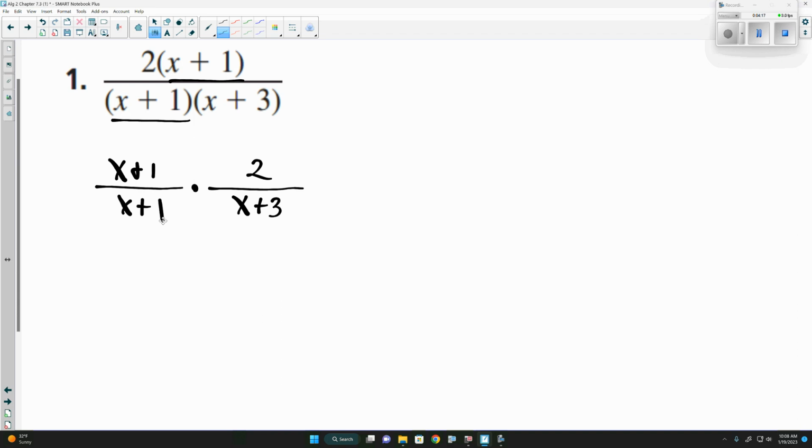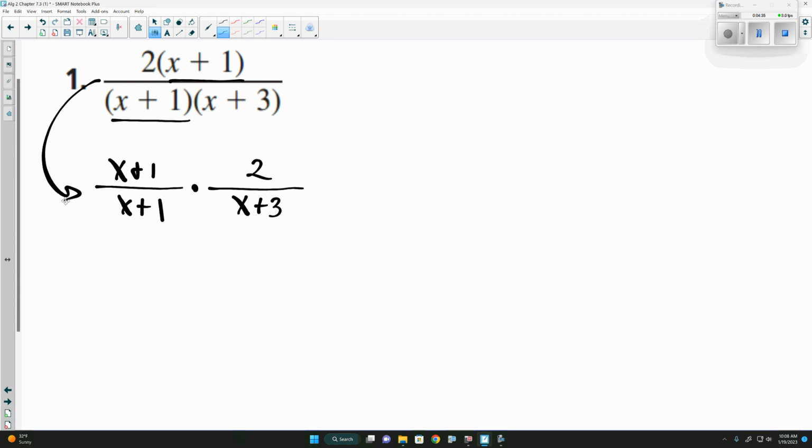and just pulling the x plus 1 away from it, because 2 times x plus 1 is 2 times the quantity x plus 1. The same with the denominator, x plus 1 times x plus 3. I've just rewritten it from here to here. Are we good with seeing how that kind of split apart? Yes?